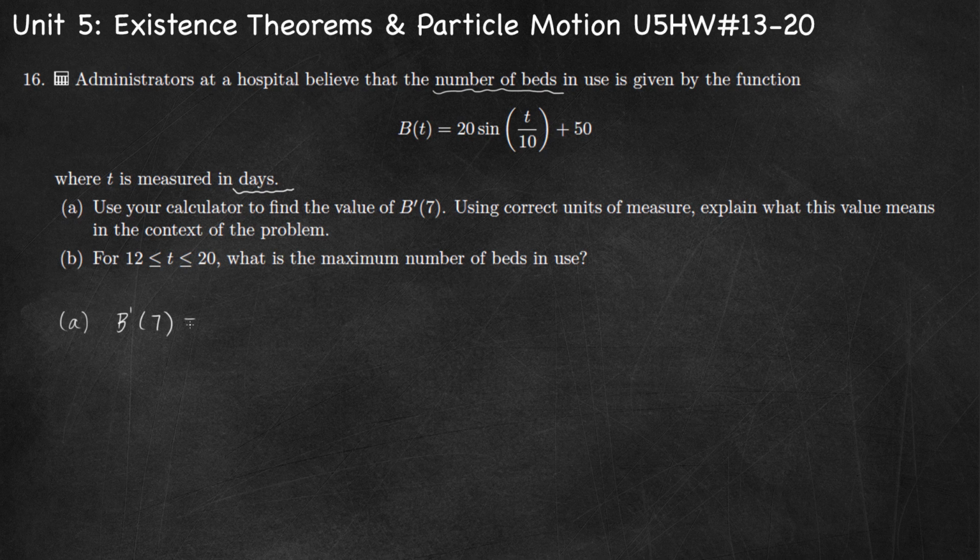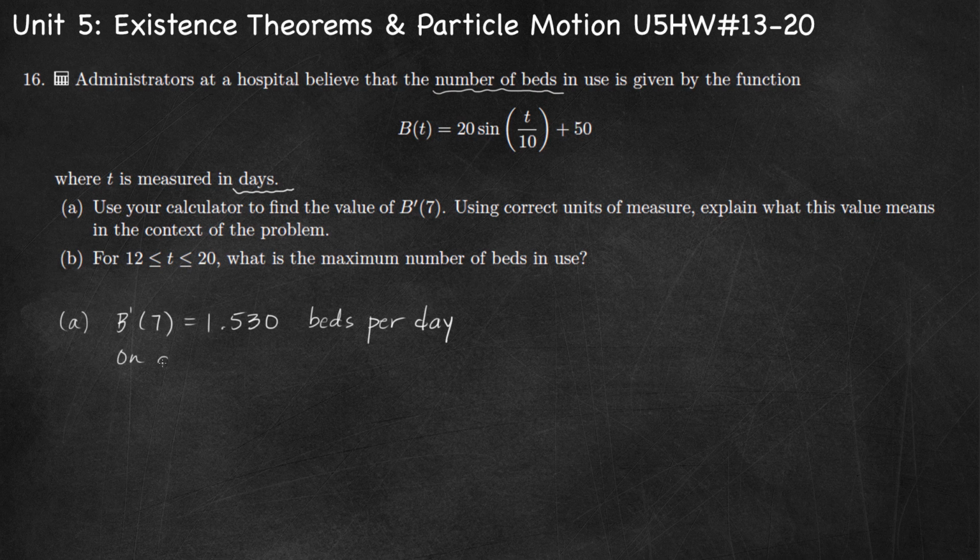b prime of 7, 1.530. And the units there, this is the derivative of b with respect to t, so number of beds with respect to the time in days, beds per day. Explain what this means in the context of the problem. Our derivative is positive, which tells us our function b is increasing at that moment in time, which is 7 days later. We don't really have a specified starting point, so we'll just say on day 7.